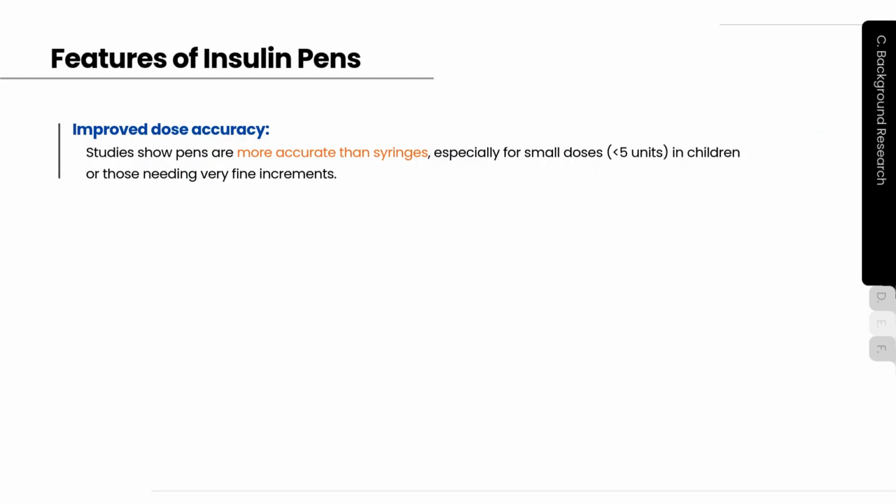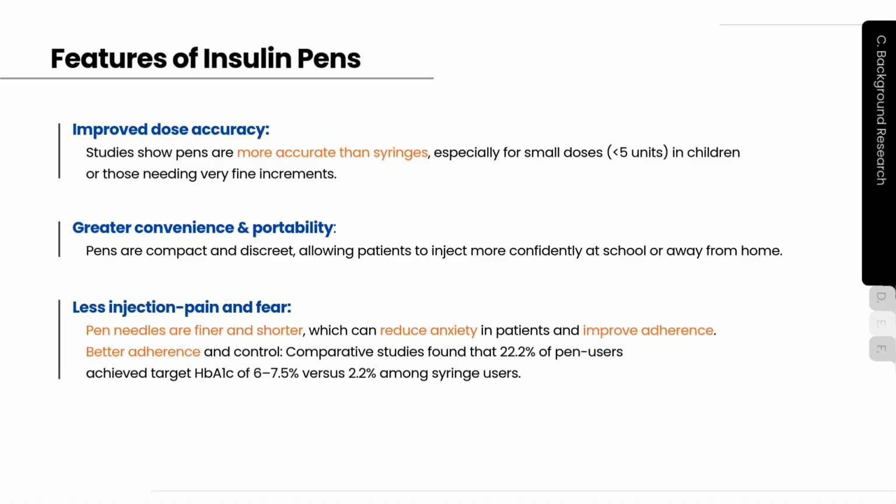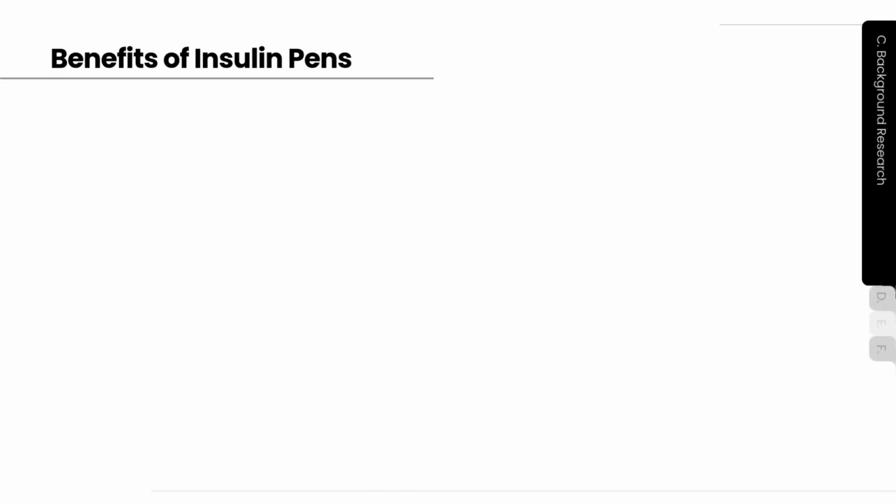First, they provide improved dose accuracy, which is particularly important for small doses where syringes are more error-prone. Second, pens are more convenient and portable, allowing injections to be done discreetly at school or outside the home. Finally, shorter and finer pen needles help reduce pain and fear, which can lower anxiety and improve adherence, leading to better overall glycemic control.